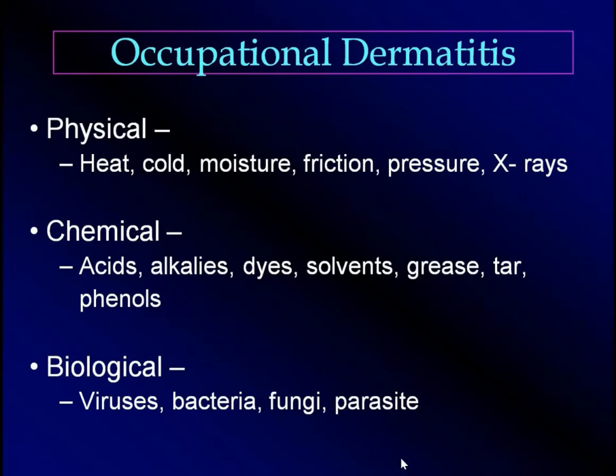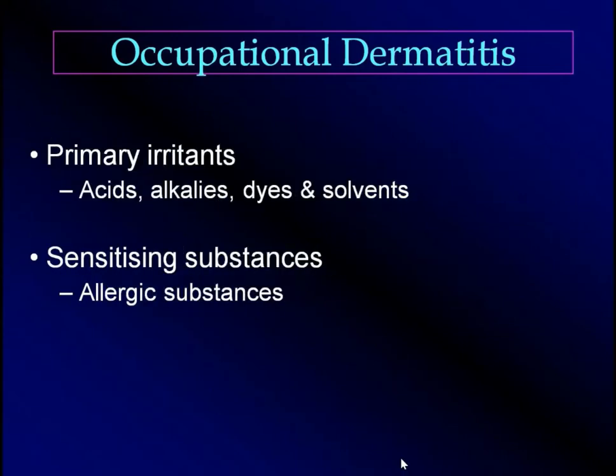And biological agents: agricultural workers who are in close contact with animals, or who get exposed to biological agents like viruses, bacteria, fungi, and parasites. Next, primary irritants, which are irritable to the skin, like acids, alkalis, dyes, and solvents, and sensitizing substances, which are allergic to the skin. So all these factors contribute to the condition called dermatitis.